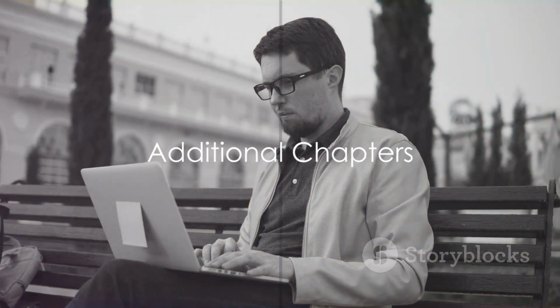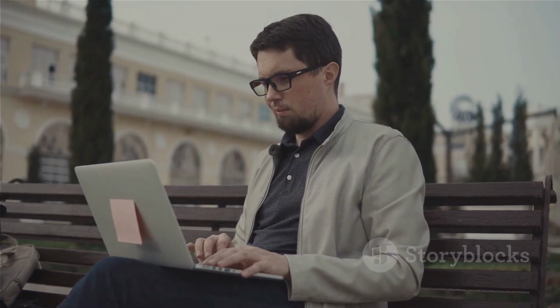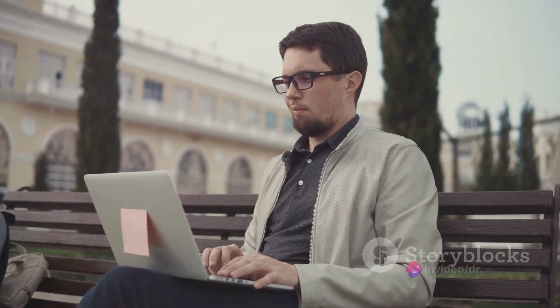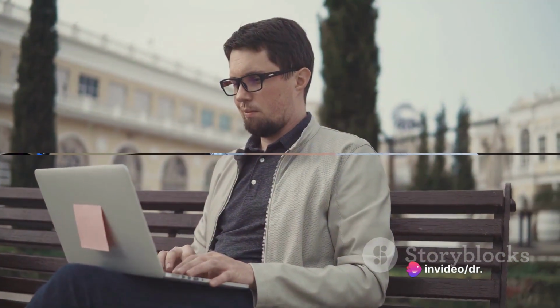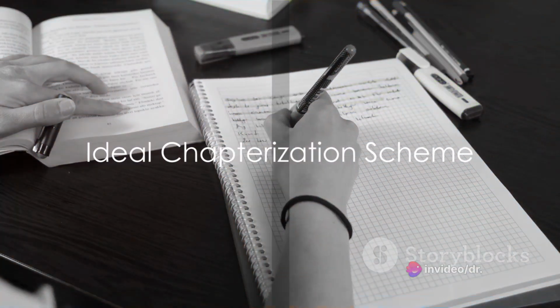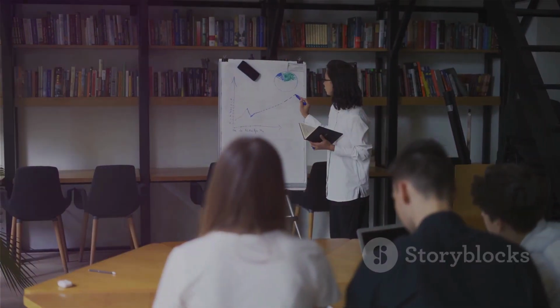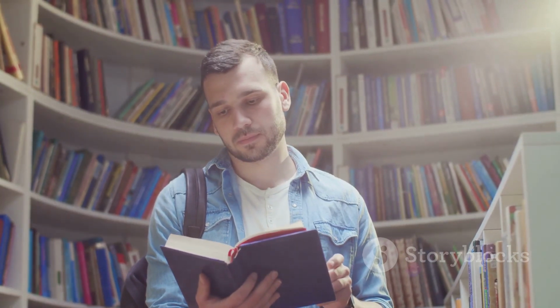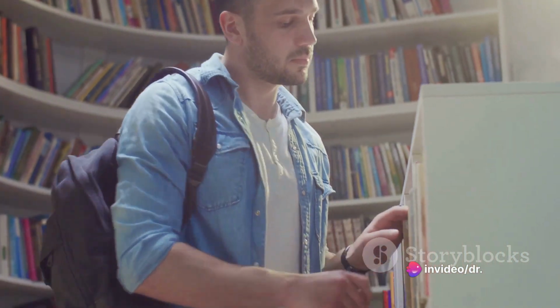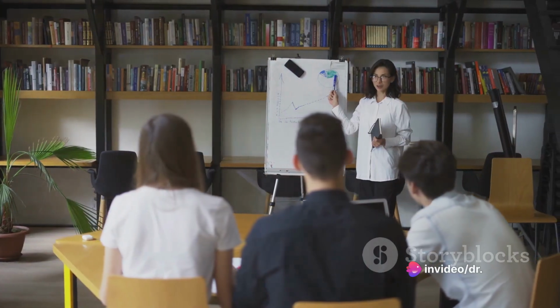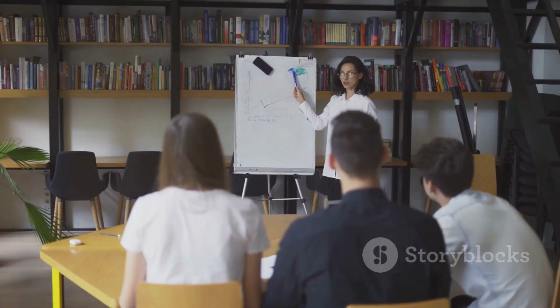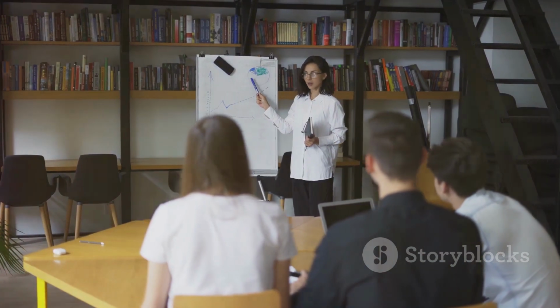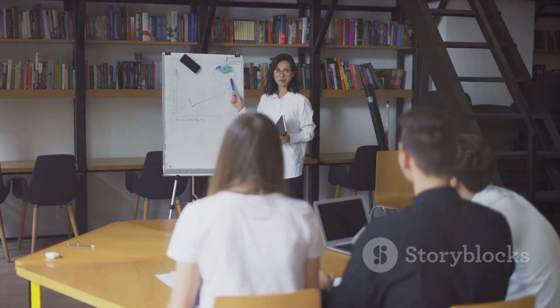Beyond these core chapters, a PhD thesis may also include an abstract, acknowledgements, references, and appendices, each serving a unique and important role. Now, what makes an ideal chapterization scheme? It should be logical, cohesive, concise, informative, and engaging. Each chapter should build on the previous one, with well-integrated content and no unnecessary repetition. Clarity and detail should be balanced with conciseness, and the information presented should be engaging enough to hold the reader's interest.